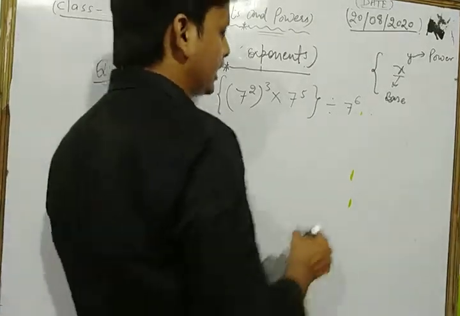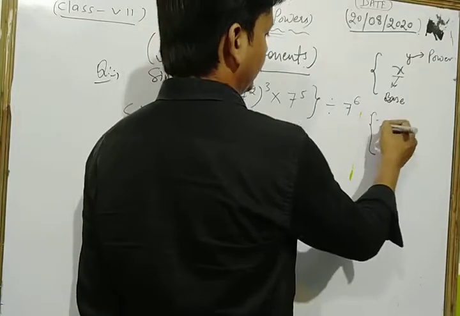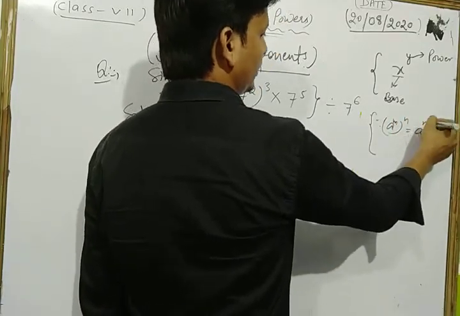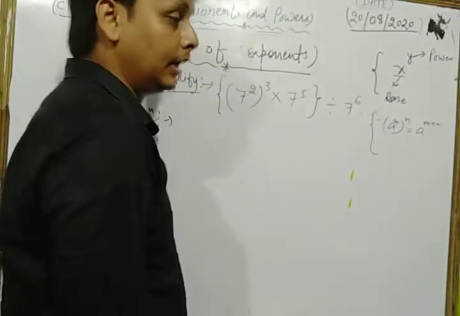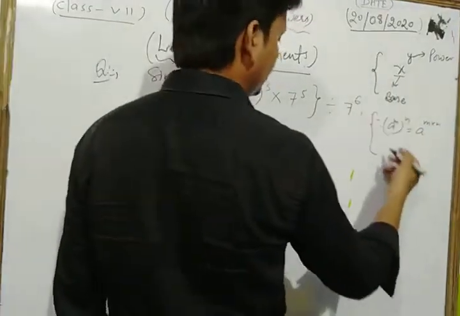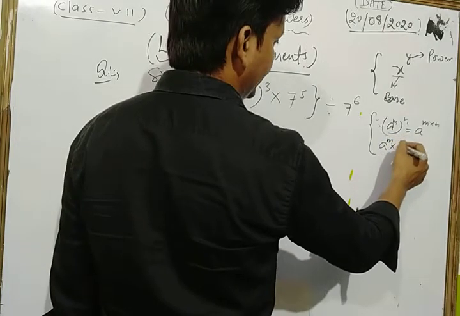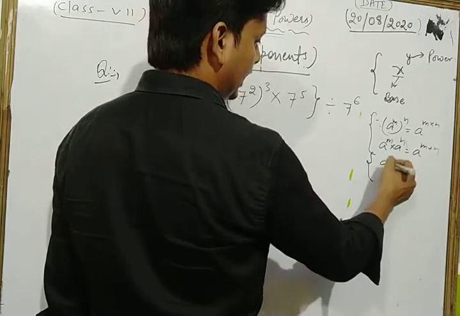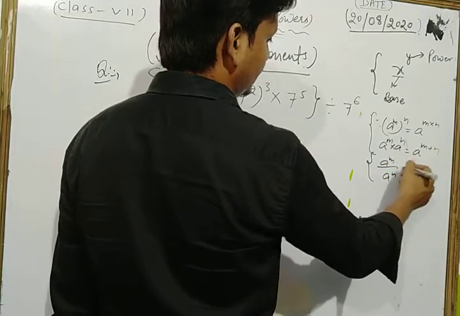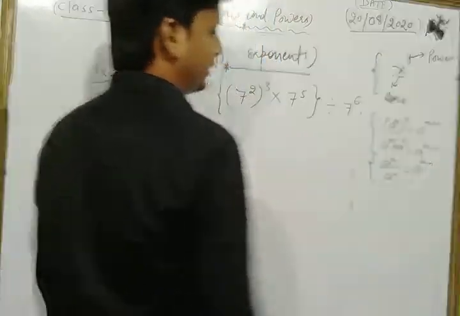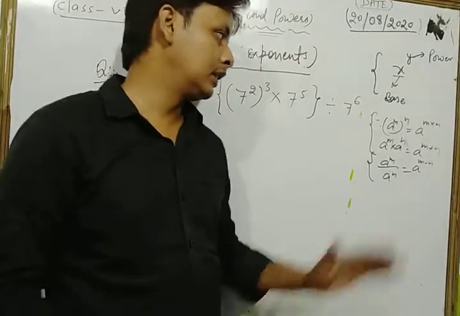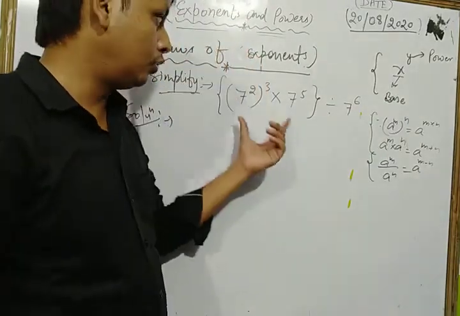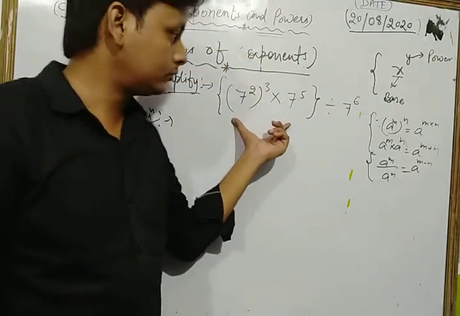Dear student, first of all we write the laws of exponents. You know that very well: (a to the power m) to the power n is a to the power m into n. Another rule is that a to the power m into a to the power n is a to the power m plus n. And a to the power m upon a to the power n is a to the power m minus n. This is the basic, very important law of exponents. Okay, now let's see this question.